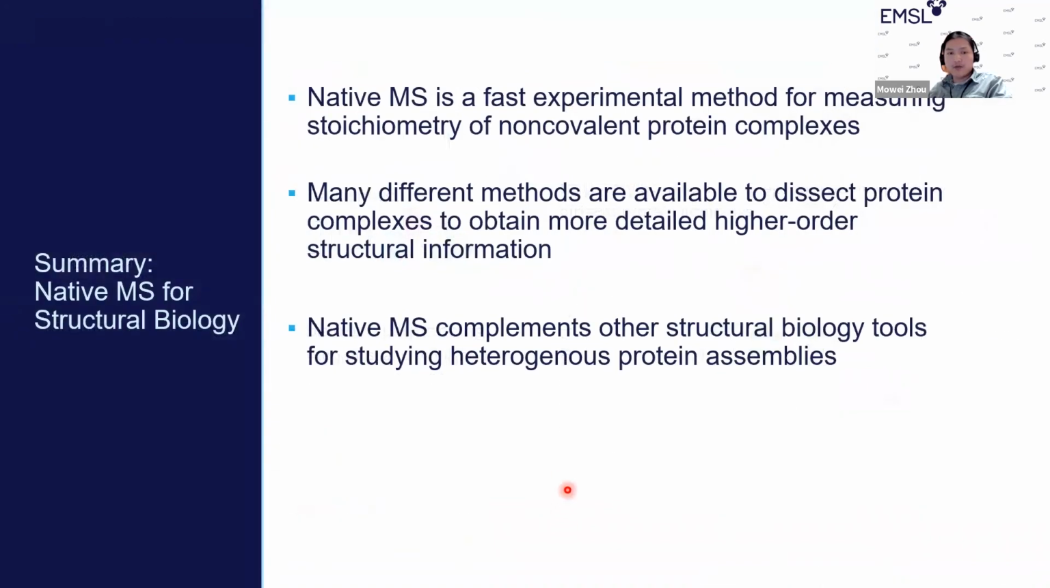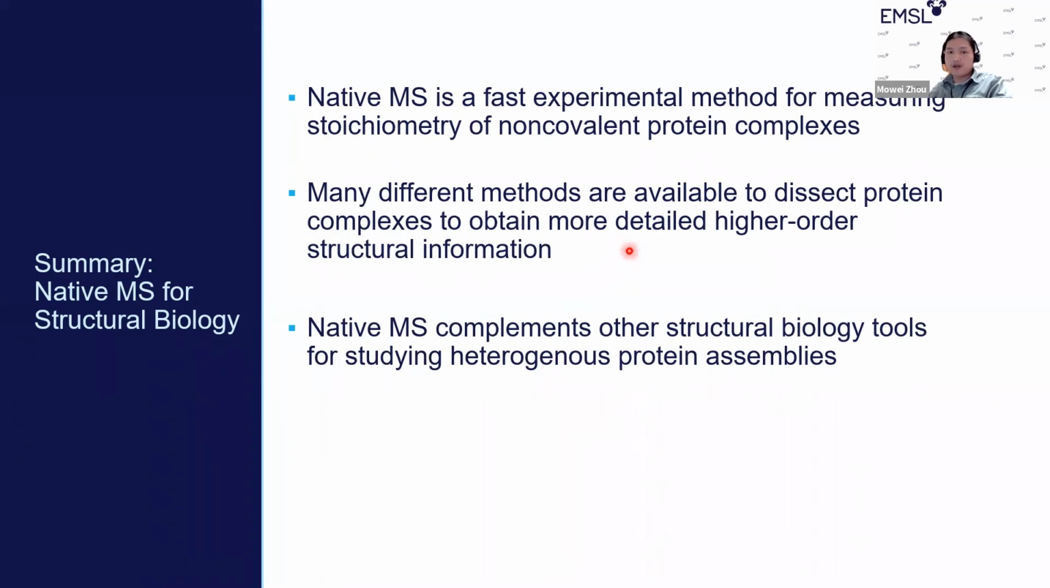With that, I just want to summarize the native mass spectrometry part for structural biology studies. Native mass spectrometry is a very fast experimental method for measuring the stoichiometry of non-covalent protein complexes, especially shown by the example of the MinE protein, where we can get the data very fast and get some information, while it has been very difficult to get a high resolution structure from the conventional methods.